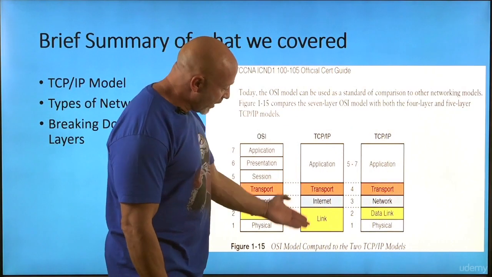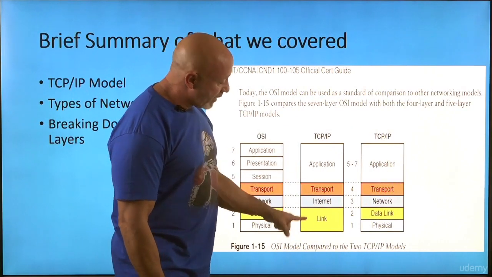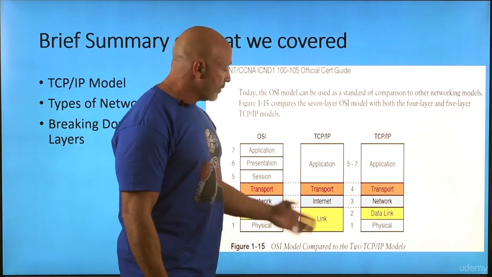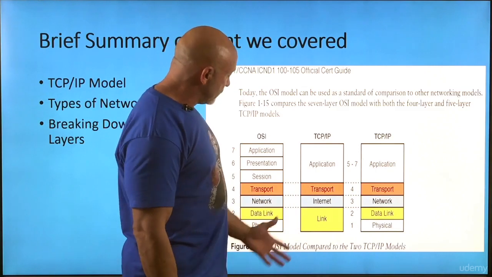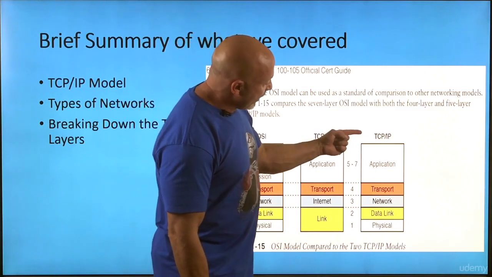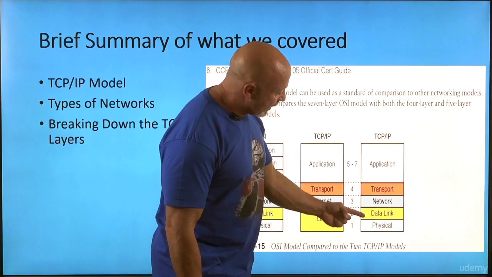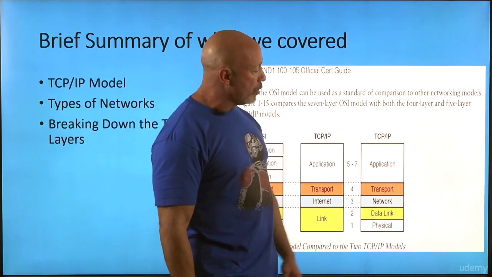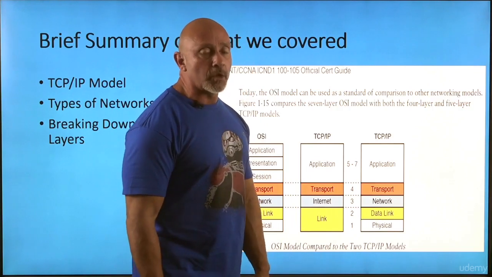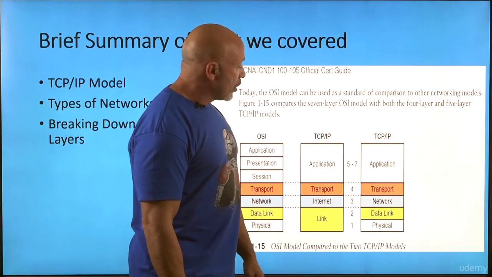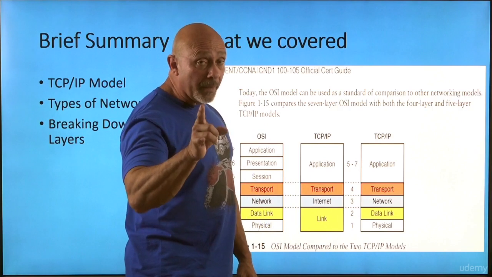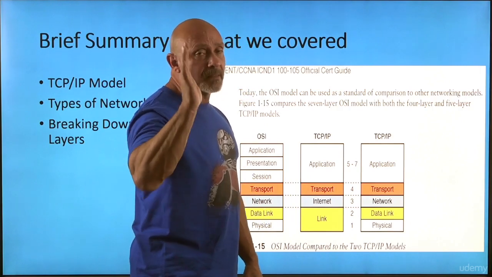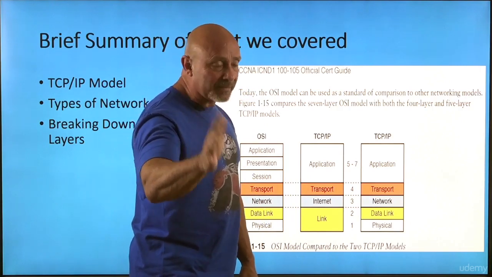We have the 4-layer: application, transport, internet, and link, or it could be called network. And then we have the 5-layer: application, transport, network, data link, and physical. That's the one they're using now. That's the new one Cisco put in their certification exam. So be wary of the questions that you're being asked.